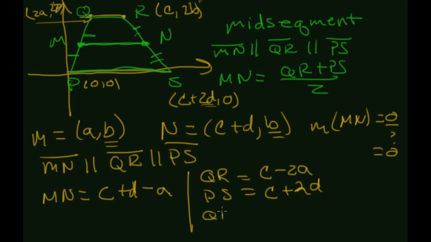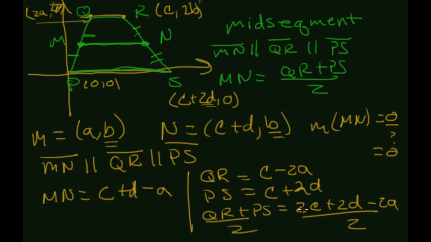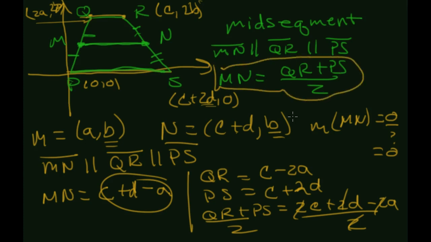So if I take QR plus PS, I'm going to get 2C plus 2D minus 2A. And if I divide that all by 2, the 2s all cancel, leaving me with C plus D minus A. So that gives me that MN has to be half the sum of the other two sides. So the mid segment has to be the average of these two lengths, and it has to be parallel to the other two.